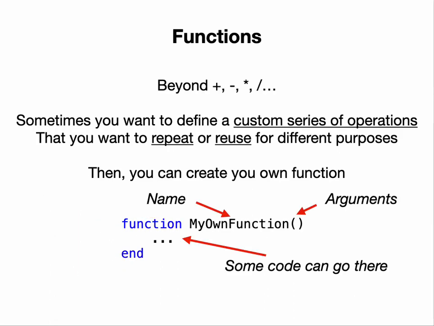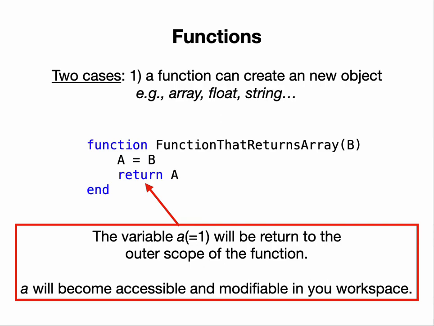So that's how it looks. Of course, there are 3 dots here, and that's the place where you want to inject the instructions you want. So you want to put some code instead of those 3 lines. We'll consider 2 cases here. The first case will be a function that creates a new object. For example, an array, a float, or a string.